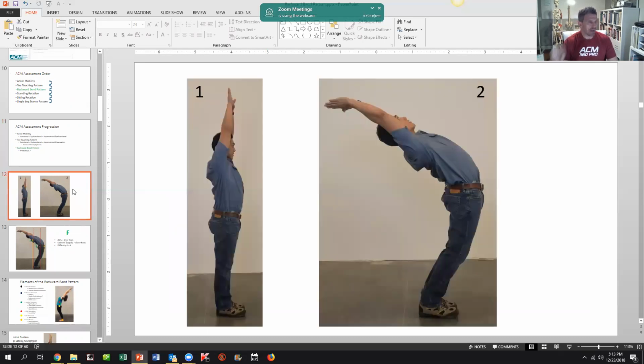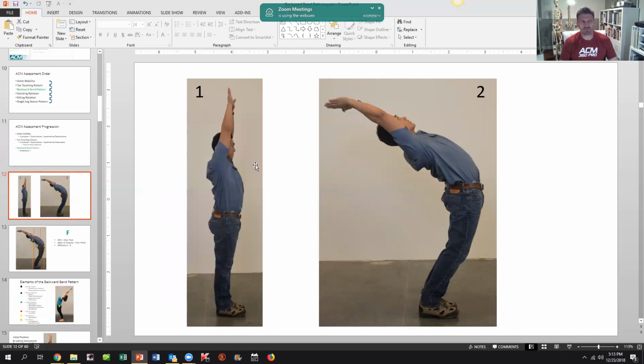So when it comes to the backward bend pattern, I look at two components of this. The first part is I always observe how well someone can raise their arms overhead and where their body's at relative to where they started, and then how well they can stay in that position. And then we go into the backward bend pattern.